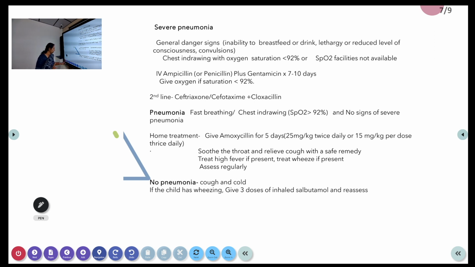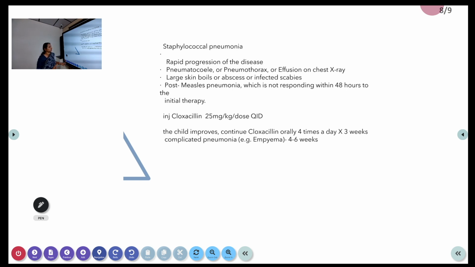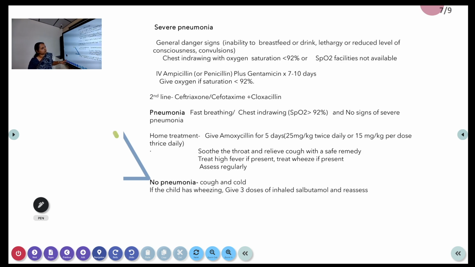Once the child is admitted, you have to give broad spectrum coverage: IV ampicillin or penicillin plus gentamicin, usually given for 7 to 10 days. If saturation is below 92%, oxygen is given. Then we also have second line drugs, that is cephalosporins, ceftriaxone or cefotaxime, plus cloxacillin, which you may add as a second line drug.